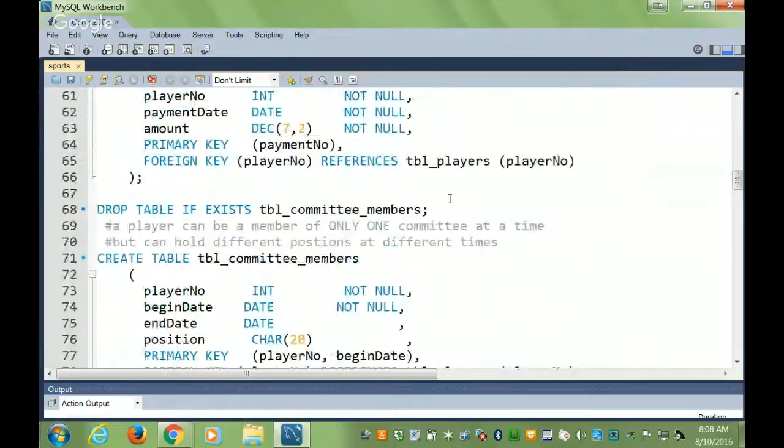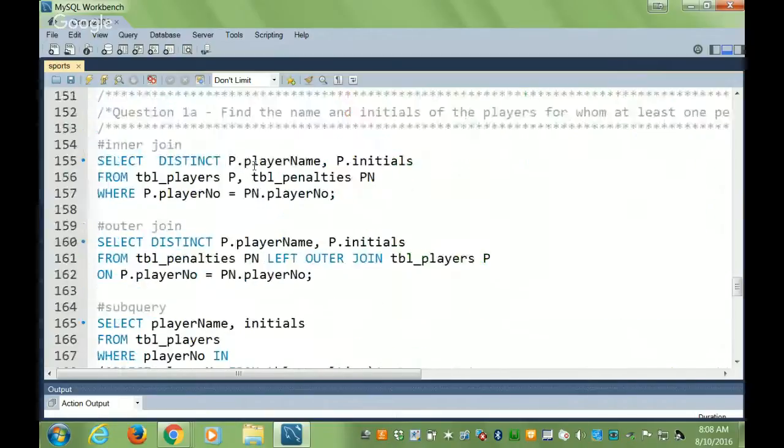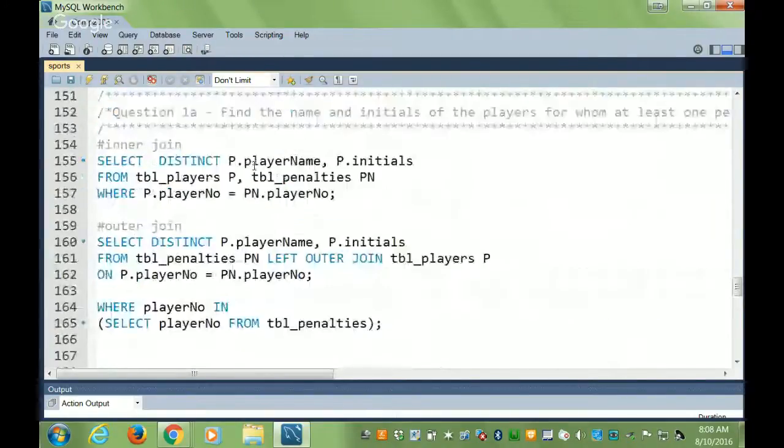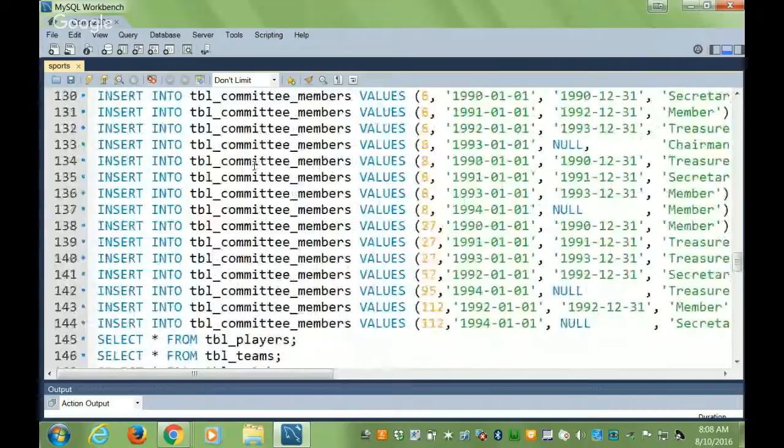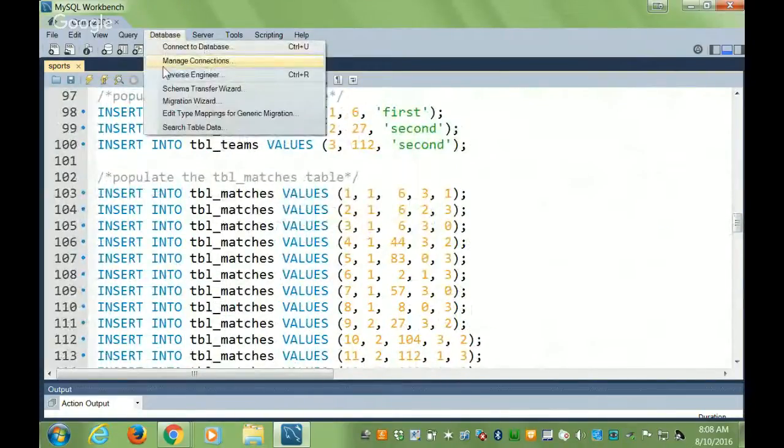The penalties table. Now, I think it was with your section that we discussed this. Did we start working on sports last week? Did we do something? Oh, we did. I did 1A with you. It seems like I did. So we've kind of already talked about all this. So what I'm going to do is I'm going to just create.